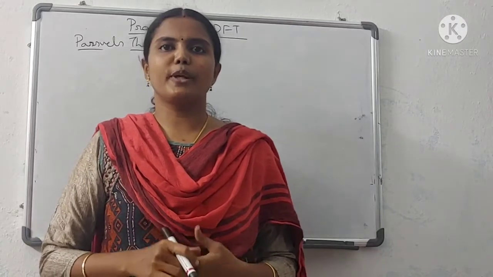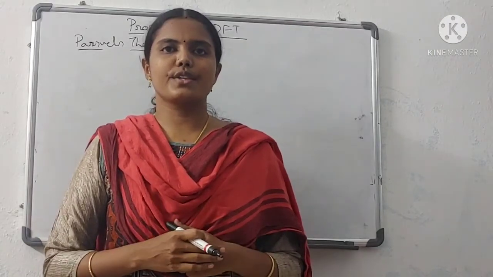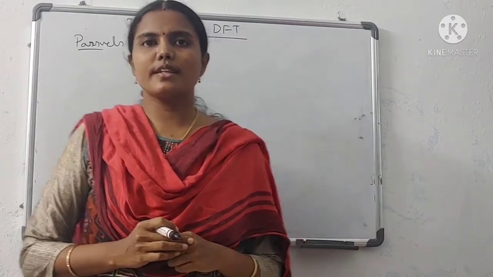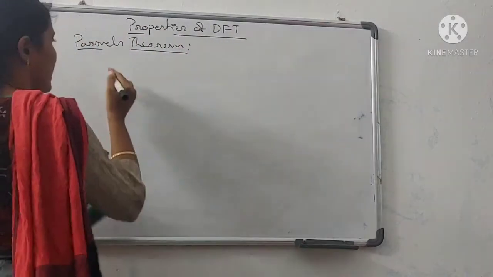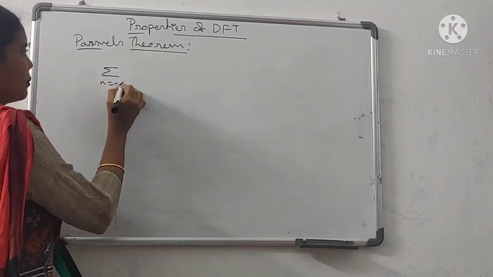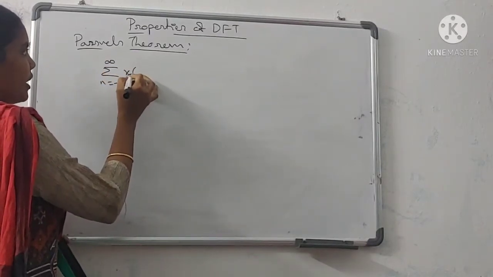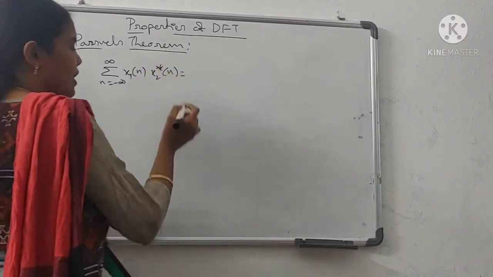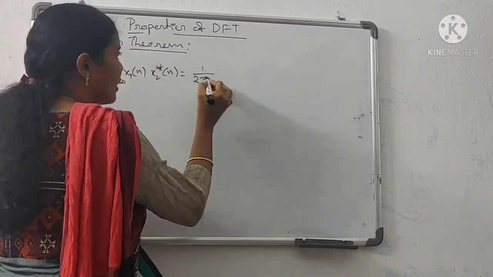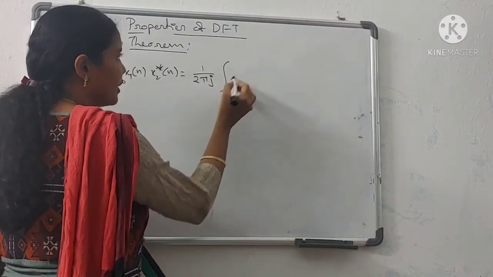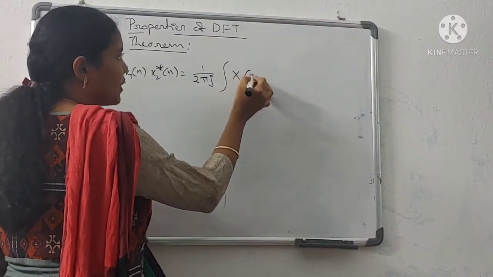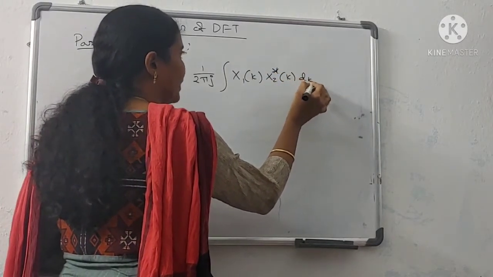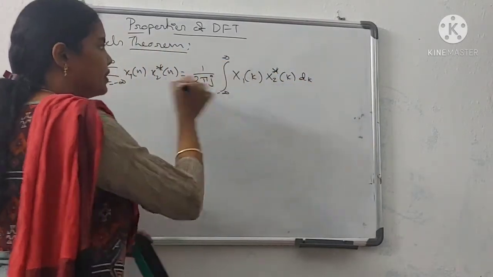Now I am going to explain the properties of the discrete Fourier transform, in that, Parseval's theorem. So Parseval's theorem states that the summation n equals minus infinity to infinity of x1 of n into x2 conjugate of n is equal to 1 by 2 pi j integral of x1 of k into x2 conjugate of k dk. Okay, so this is Parseval's theorem.